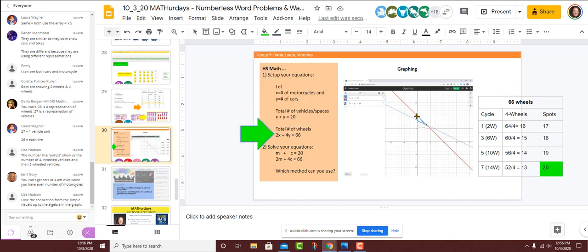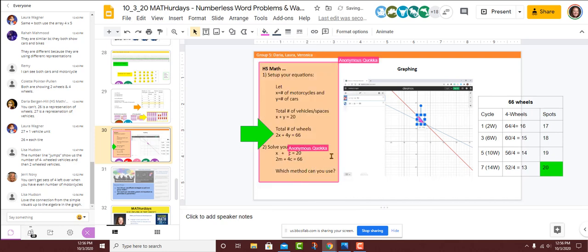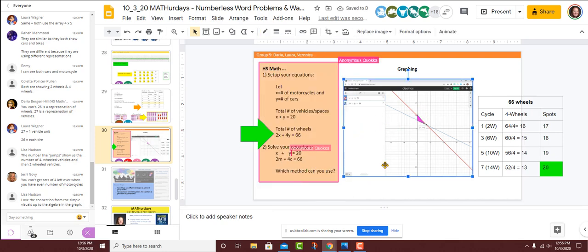I'm sorry, my slide is messed up. So this should be X and Y. I guess I used M and C at first, but then I knew that the students would get confused if they were graphing it.